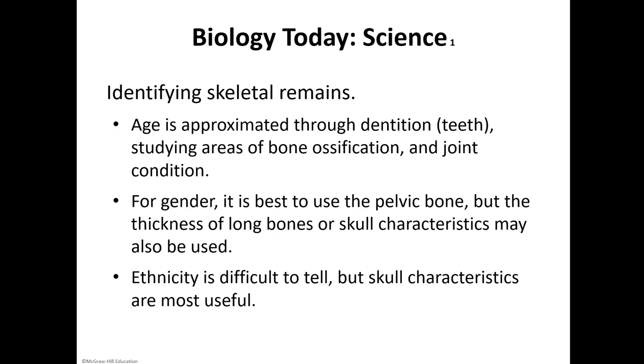Identifying skeletal remains. Age is approximated through dentition and studying areas of bone ossification and joint conditions. For gender, it is best to use a pelvic bone, but the thickness of the bones or skull characteristics may also be used. Ethnicity is difficult to tell, but skull characteristics are very, very useful.